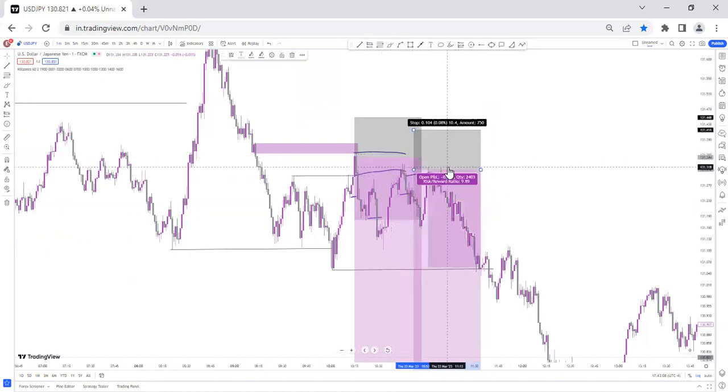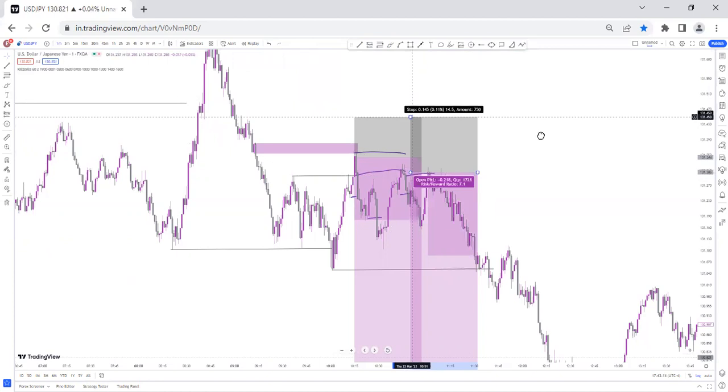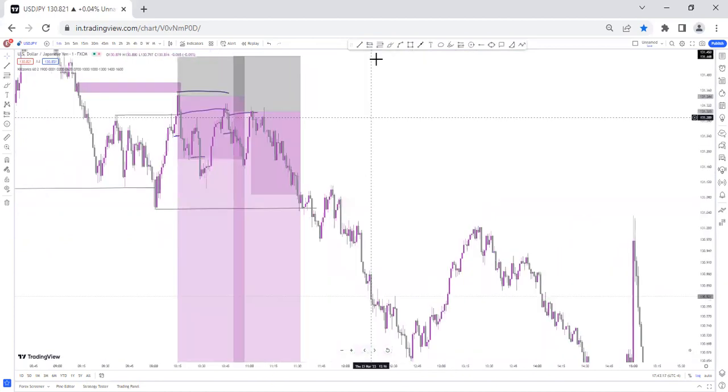So we got a second entry here as well, with the stop loss at the same level. And you see, we have two positions running. And you see what happened here, guys.